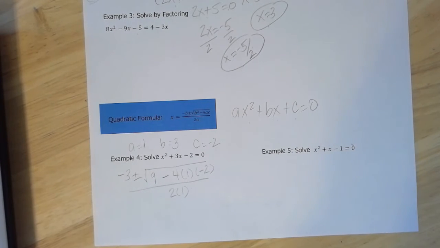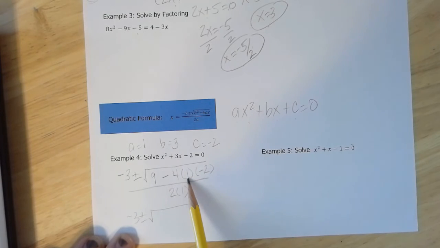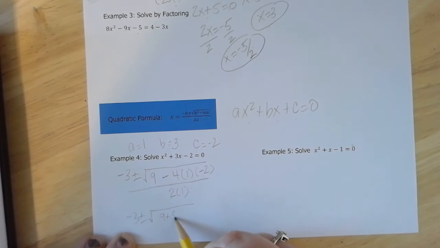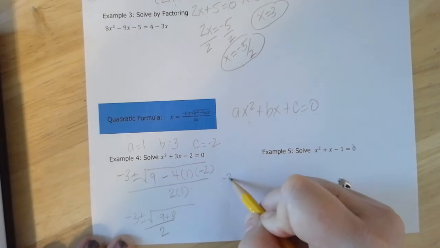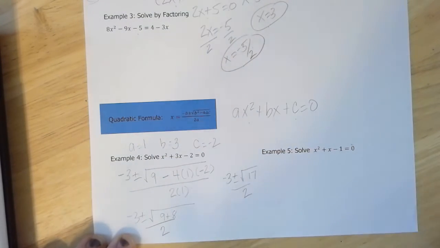From here, it's just simplifying your expression. I don't have much room, so I'm going to simplify it kind of quickly. Negative 3 plus or minus the square root of 9 minus, I can't do any minus yet because I have multiplication. 4 times 1 is 4. Times negative 2, a negative, makes a positive 8. So it's 9 plus 8, all over 2. So it's negative 3 plus or minus the square root of 17, over 2.